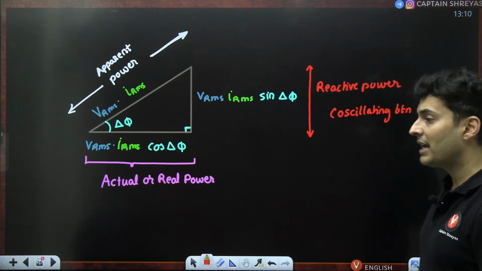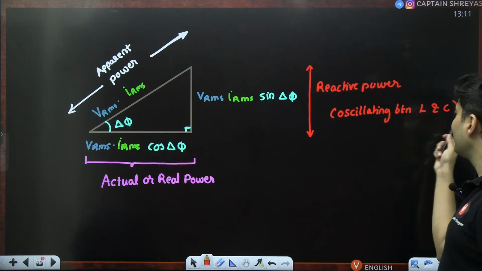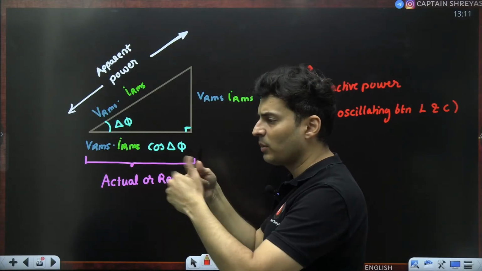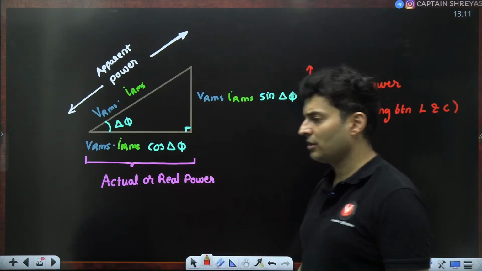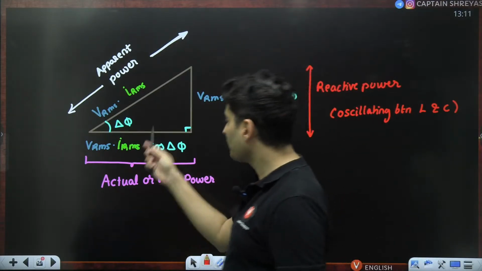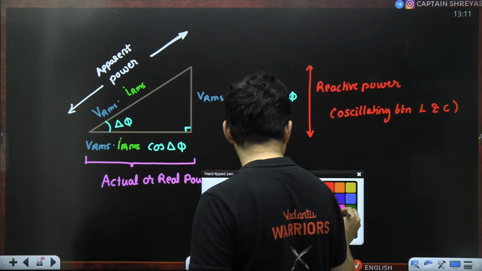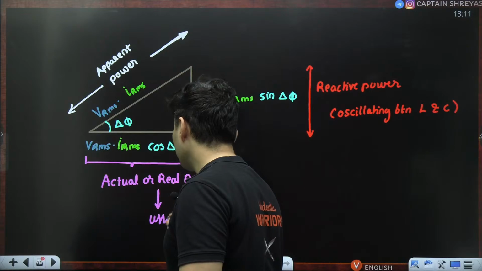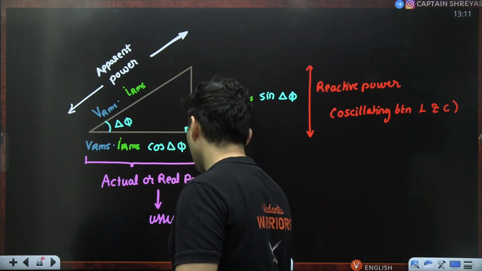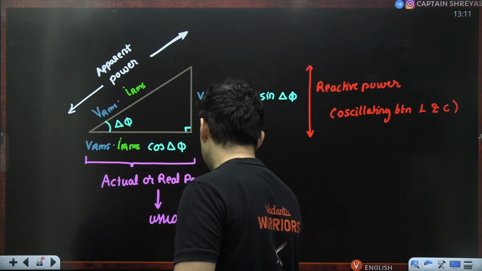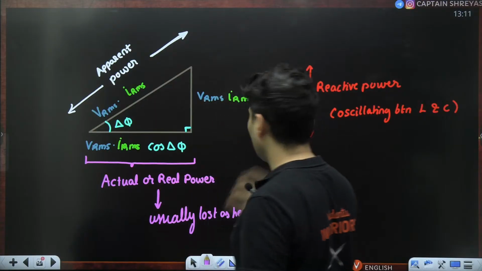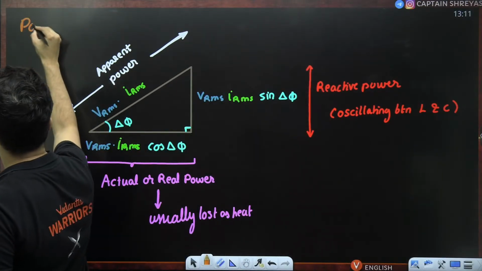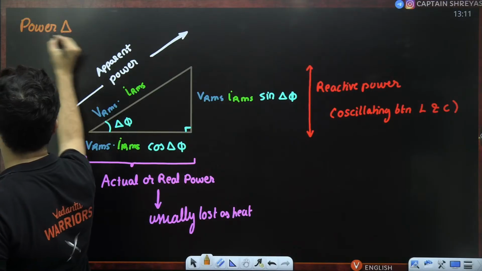Reactance. Yes. So it is oscillating between the inductor and the capacitor. It is not lost. It is just trapped between them, but it is not lost forever as heat. This is the one which is usually consumed, lost as heat. This one is not lost as heat. This whole diagram is called the power triangle.